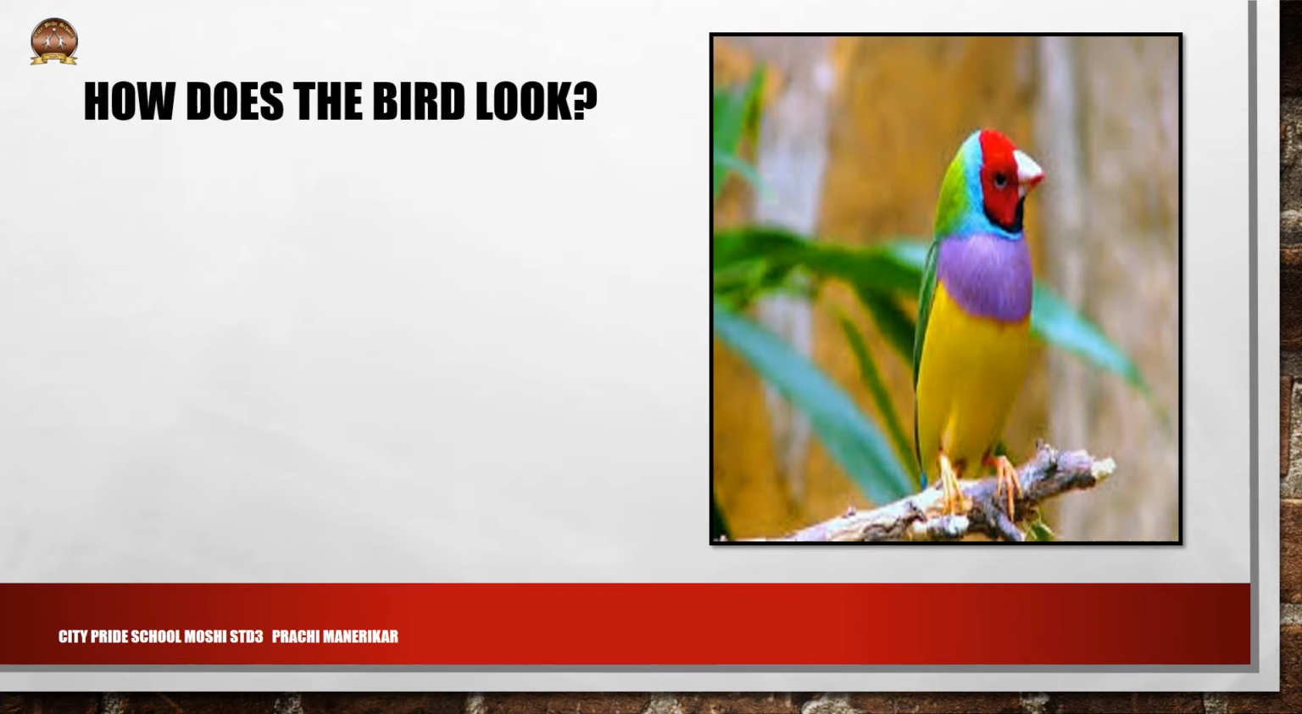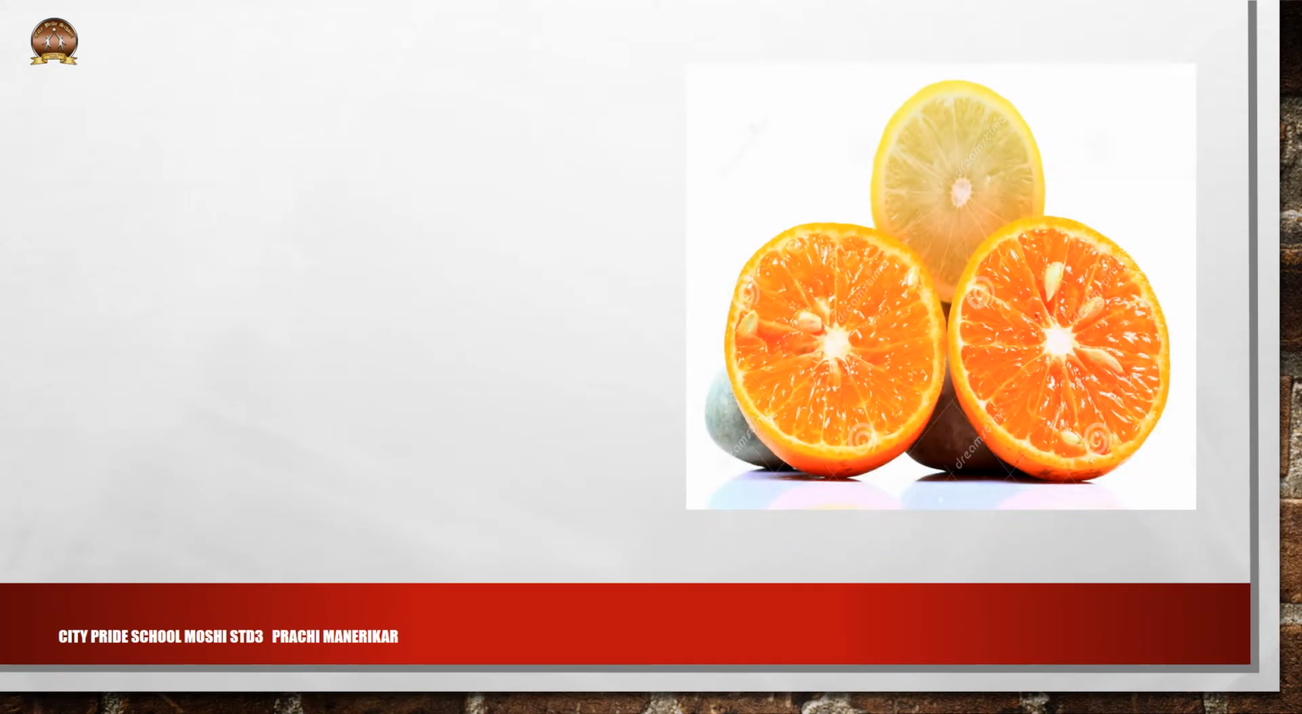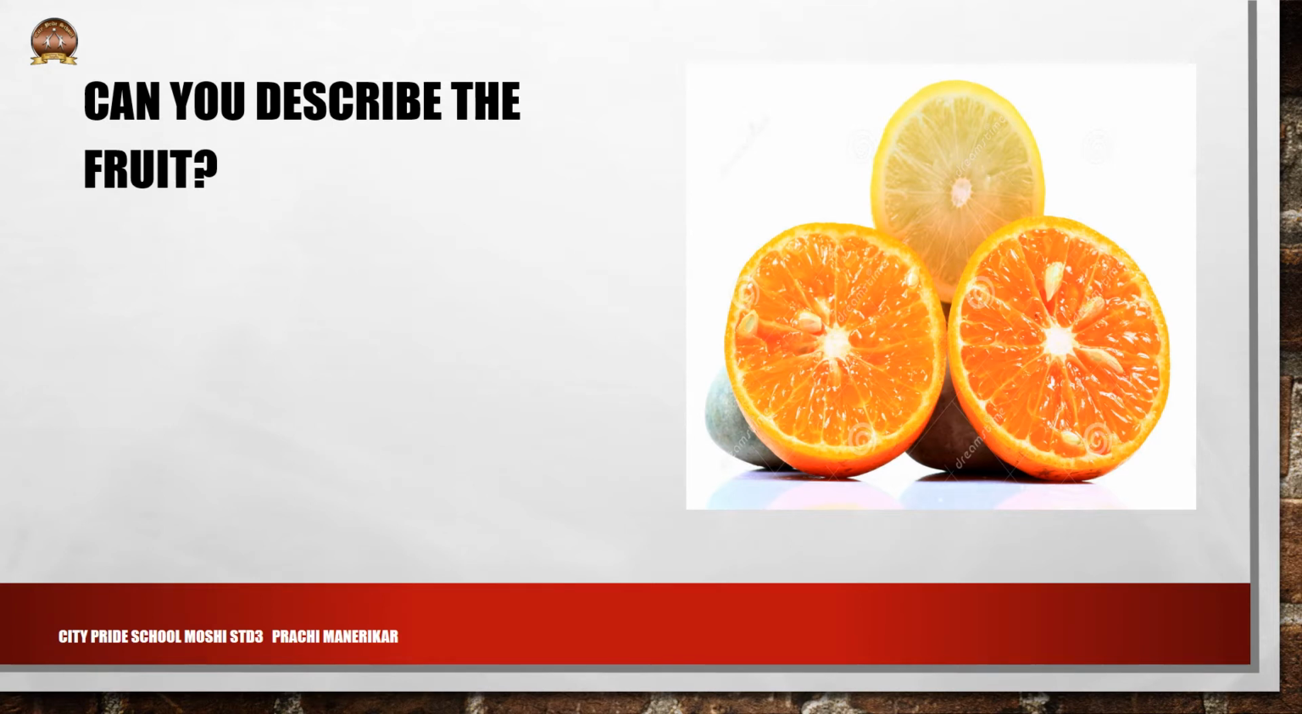How does the bird look? Yeah, you're right. It looks beautiful. It looks colorful and it is small in size. Correct. The bird is beautiful and colorful and it is also small in size. This is the next picture. Can you describe the fruit? Yes, the fruit is juicy and orange in color.